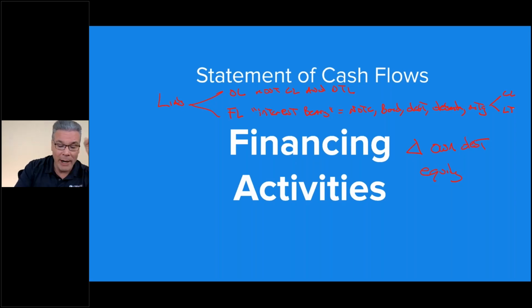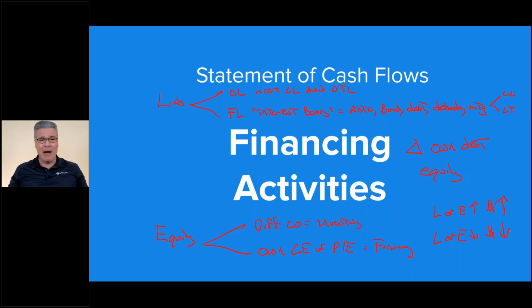When it comes to equity, if it's a different company, that's investing. If it's your own common equity or preferred equity, that's financing. When liabilities or equity goes up, you're raising capital. Cash goes up. When liabilities or equity goes down, you're returning that capital. Cash goes down. Direct relationship. Everybody with me?